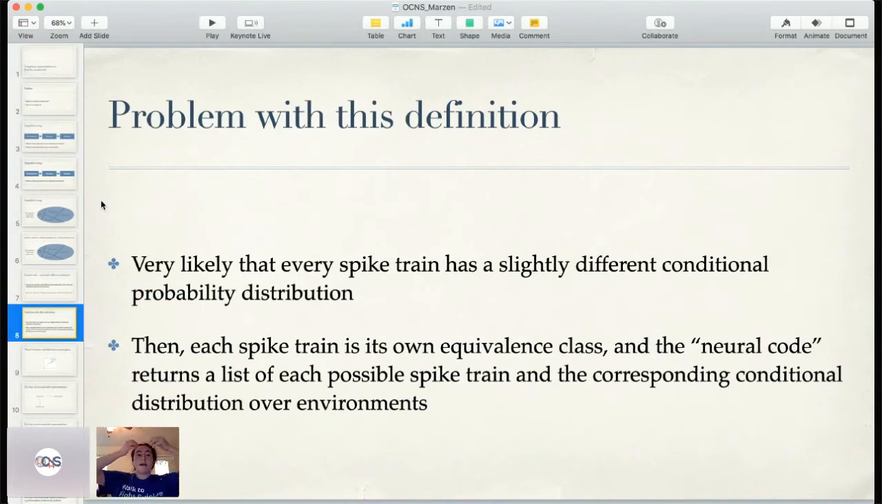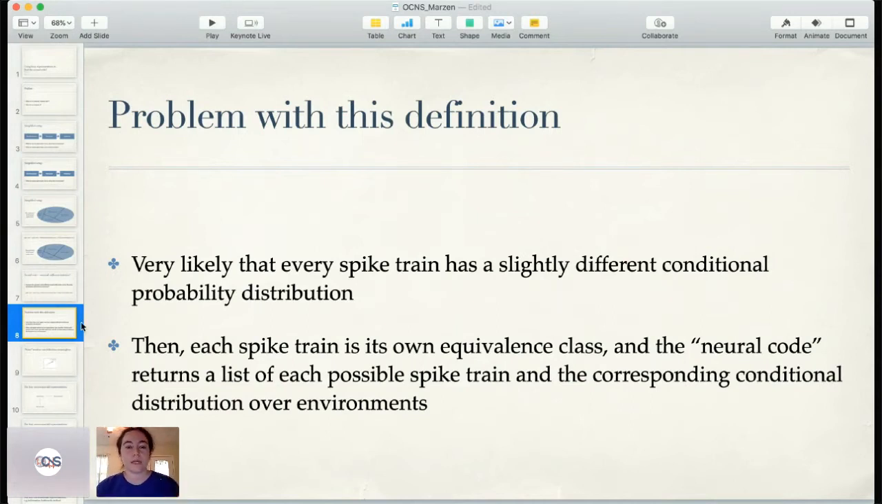Okay, so I think this is a really good start to the problem, and I really like this approach. The problem with this definition is that it's very likely that every spike train will have a slightly different conditional probability distribution. Then if we very closely adhere to the equivalence relation, each spike train is now its own equivalence class, and the neural code does nothing more than return the set of all spike trains, right? So it doesn't collapse the set of spike trains into something understandable, which is what we really want when we say neural code. Because if somebody just said the neural code is the huge file of data that I took while I impinged a retina with a ton of different stimuli, that isn't what we mean by understanding.